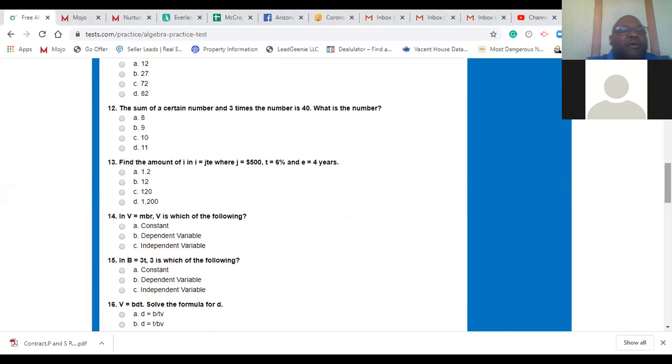Okay, number 12. The sum of a certain number and 3 times the number is 40. So what is that number?